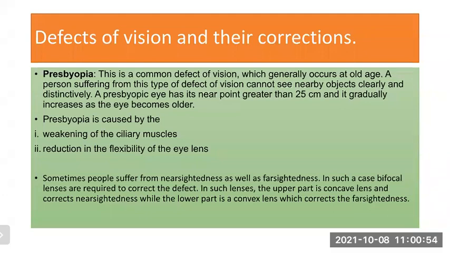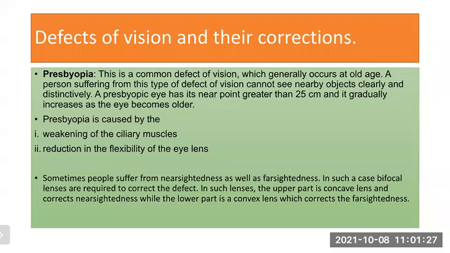That is the weakening of the ciliary muscles, right? Now we know that the role of the ciliary muscle is also that it holds the eye lens. Now if the ciliary muscles become weak, obviously it is going to affect this. Then, reduction in the flexibility of the eye lens. Now the eye lens will no longer be that flexible so that it can adjust the focal length. So these are the reasons of presbyopia.